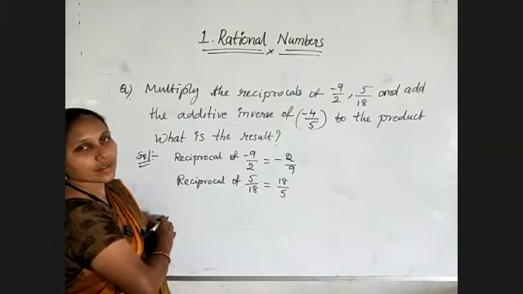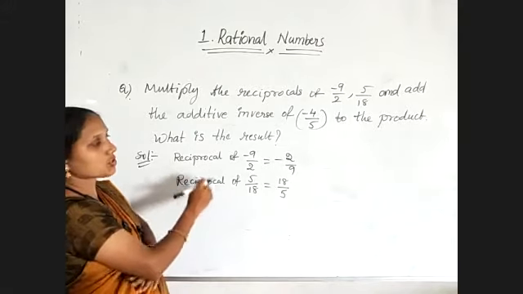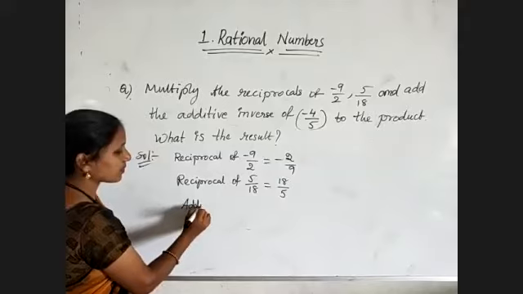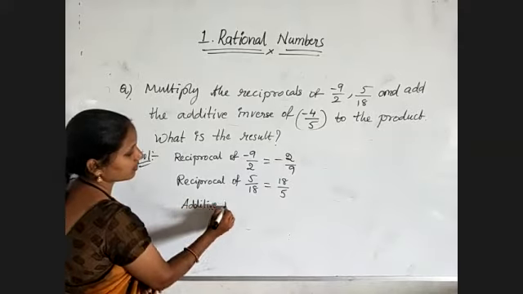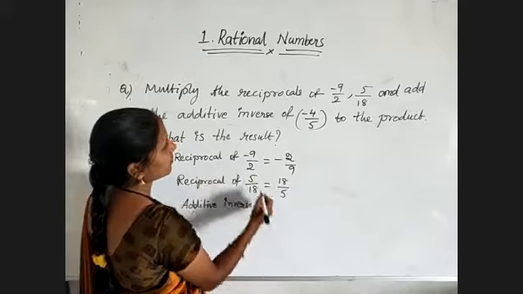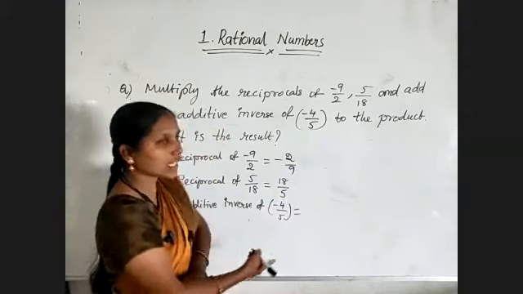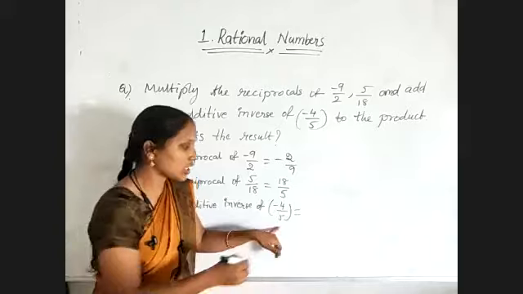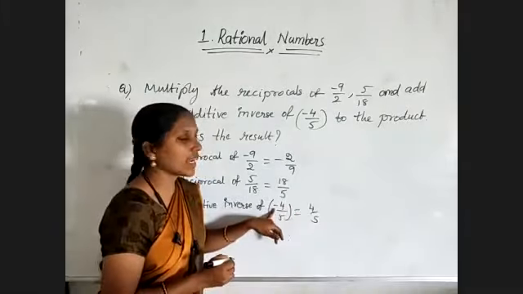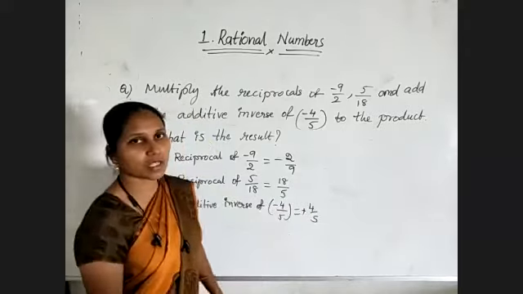First of all, multiply these, so find the product of these two numbers. Afterwards, take the additive inverse of minus 4 by 5. Additive inverse means we will not change the number, 4 by 5 as it is, but the sign changes. So the negative rational number gives a positive rational number, plus 4 by 5.